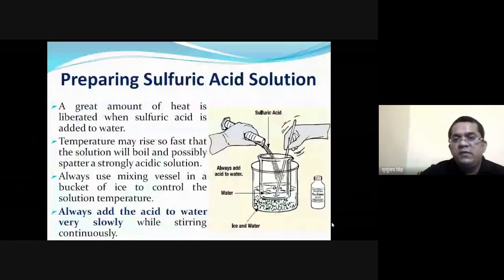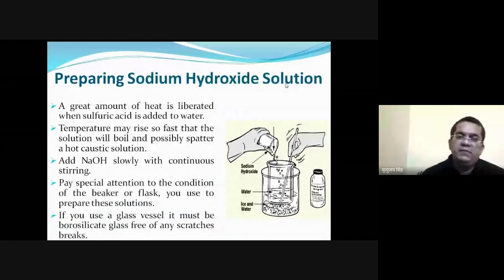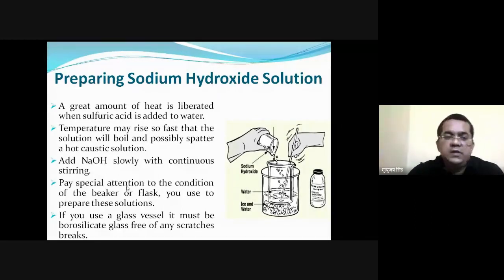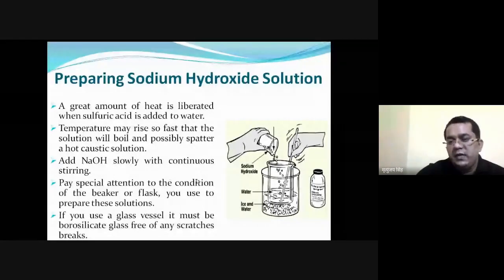Now preparing sulfuric acid solution, which was already discussed by Suresh sir. Preparing sodium hydroxide solutions: a great amount of heat is liberated when sodium hydroxide is added to water. The temperature may rise so fast that the solution will boil and possibly spatter a hot caustic solution. Add NaOH slowly with continuous stirring.